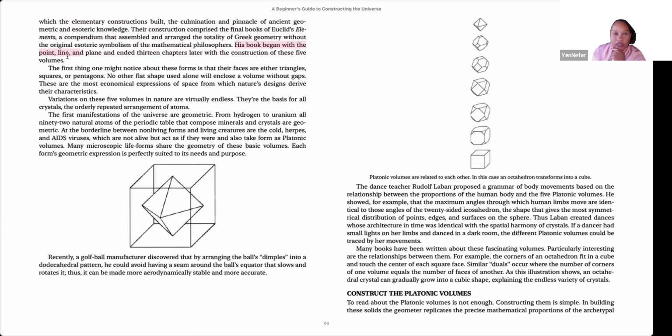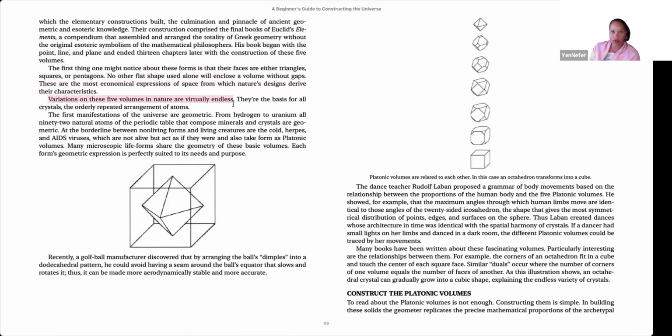His book began with a point, line, and plane, and ended 13 chapters later with the construction of these 5 volumes. The first thing one might notice about these forms is that their faces are either triangles, squares, or pentagons. No other flat shape used alone will enclose a volume without gaps. These are the most economical expressions of space from which nature's designs derive their characteristics. Variations on these 5 volumes in nature are virtually endless.